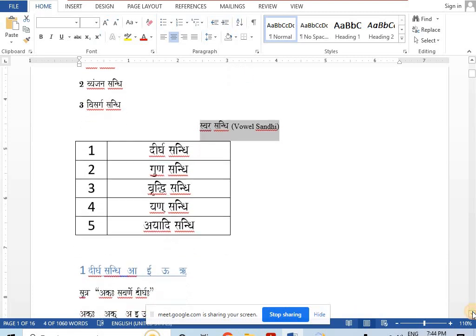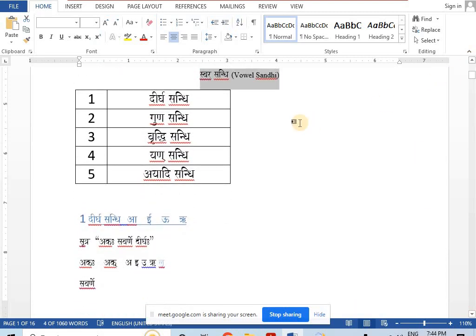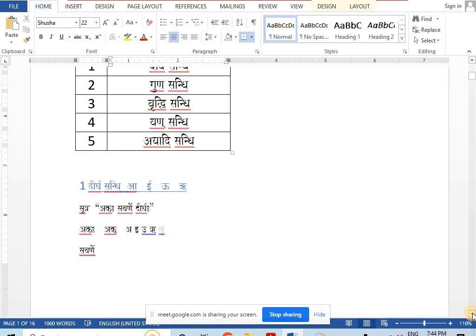Now students, listen to me carefully. In vowel sandhi, we have 10 different types in the syllabus, in which the first five are dirgha sandhi, guna sandhi, vruddhi sandhi, yan and ayadi sandhi, okay? So let us begin with dirgha sandhi.